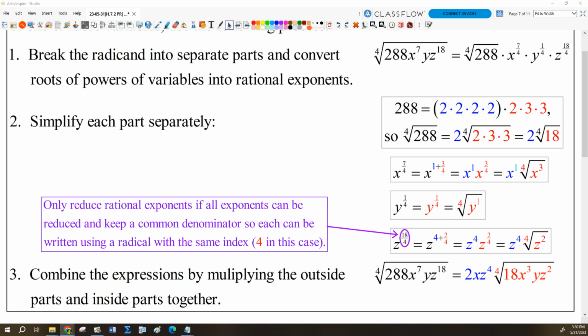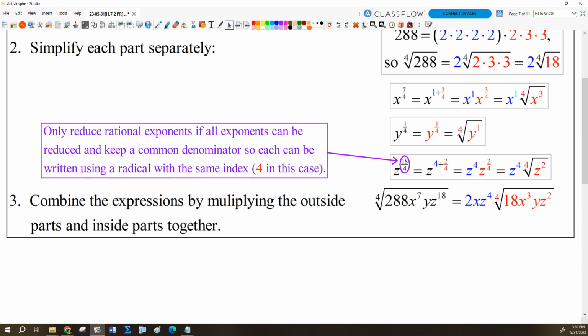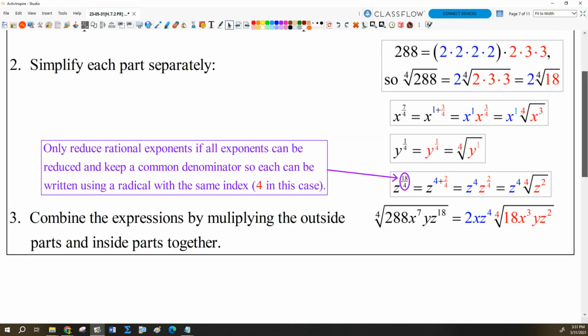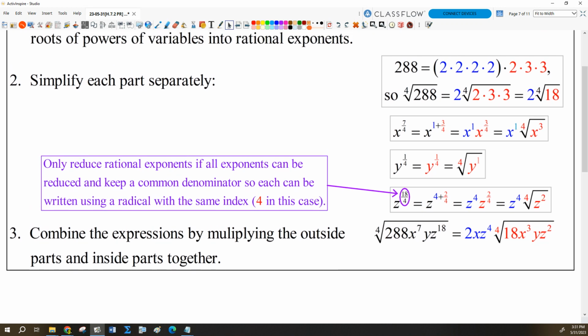So then what happens to my 18/4? Well, 18/4 as a mixed number is 4 2/4. So z to the 18/4, then I'm going to get a z to the 4th outside and a 4th root of z squared inside, right? Then I just reassemble all that stuff. All the outside parts go outside. So I had a 2 outside, I had an x to the 1, and I had a z to the 4th. So my outside stuff is 2x z to the 4th. What's my inside stuff? I had the number 18, I had an x cubed, I had a y to the 1, and I had a z squared inside. So combine it, multiply those together. I get a 4th root of the product of all that stuff.